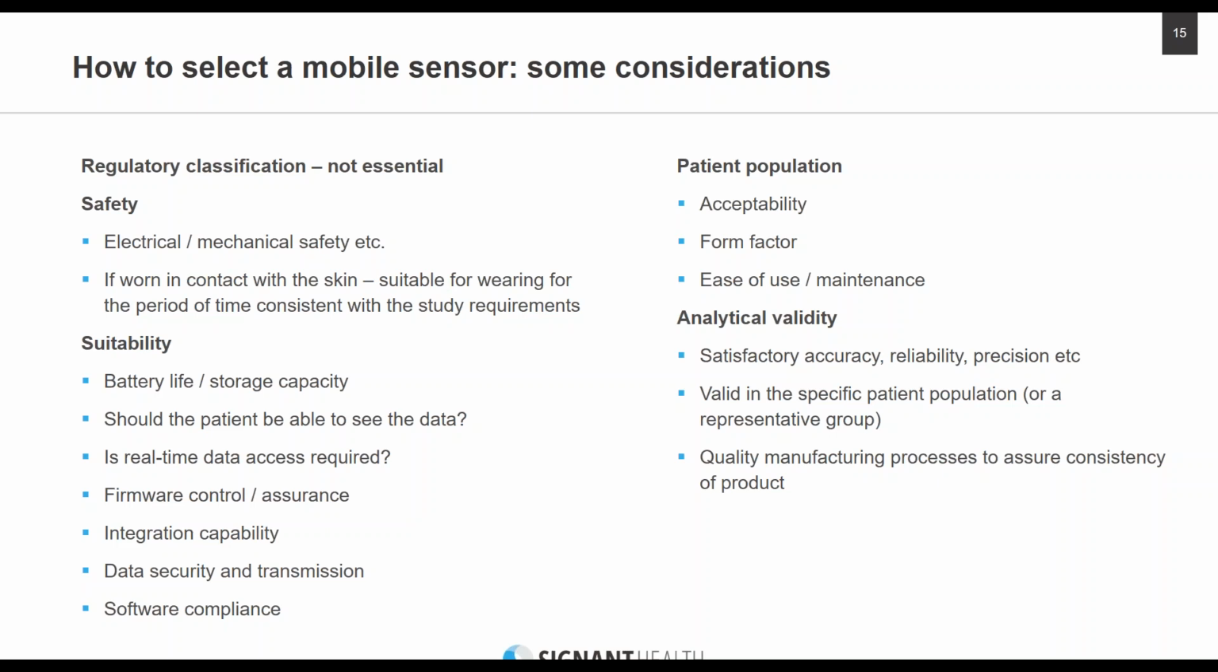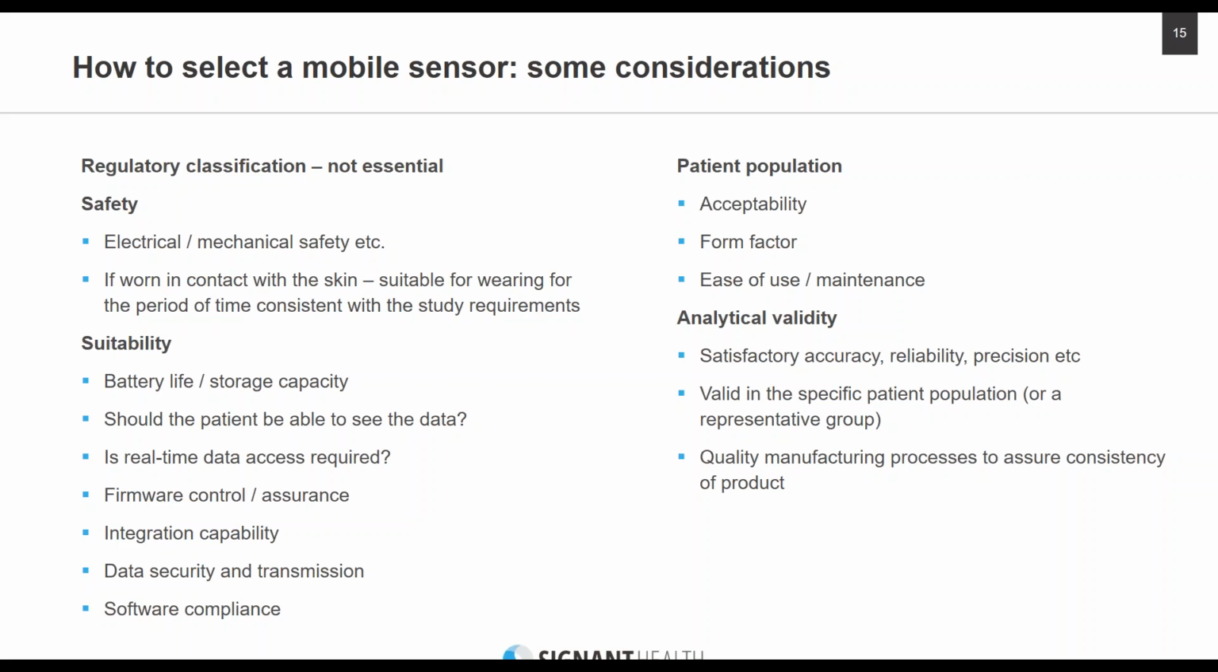And then finally, analytical validity. So this is really important in terms of, again, selecting a fit for purpose sensor. So does it have adequate and satisfactory accuracy, reliability, and precision? And do we have data to support that? Is it valid for use in that specific patient population?